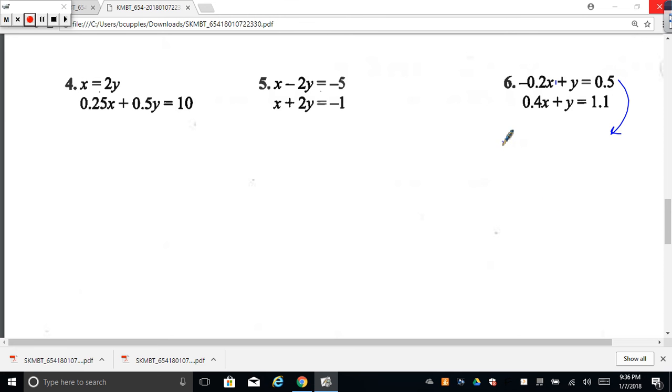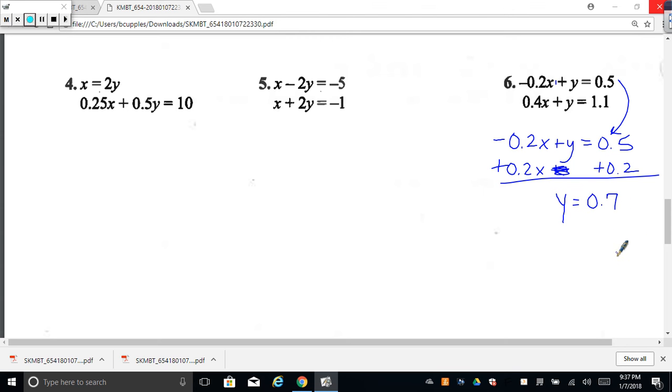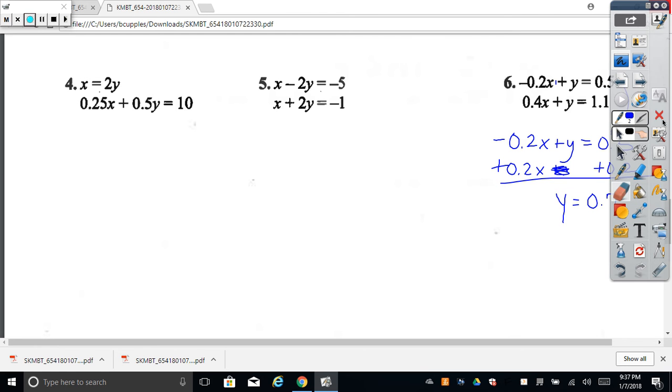I have this right now, 0.2x plus y is equal to 0.5. Well, I'm going to go ahead and add him to both sides. Get rid of that, sorry. Plus 0.2, and you end up with y equals 0.7. Oh, what am I doing? Goodness. I just made a mistake. It must be getting late.